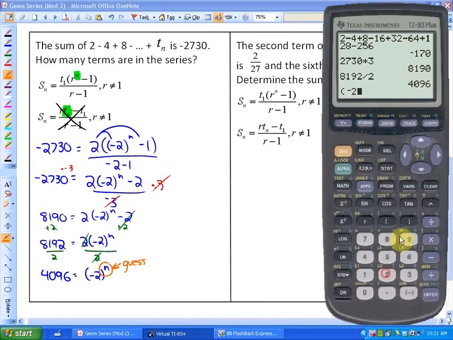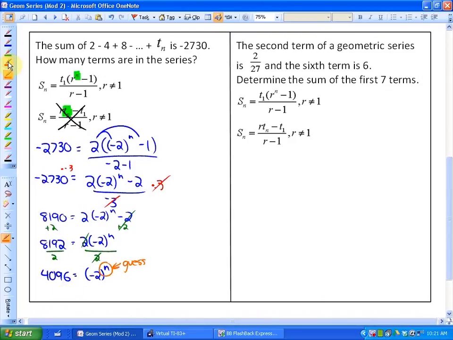Let's do negative 2 to the power of 10, for example. That's 1,024. So it's going to be probably a few more exponents more than that. If I do negative 2 to the power of 12, I get 4,096. So we know that n equals 12 because negative 2 to the power of 12 equals 4,096. So our answer would be 12. There's 12 terms.